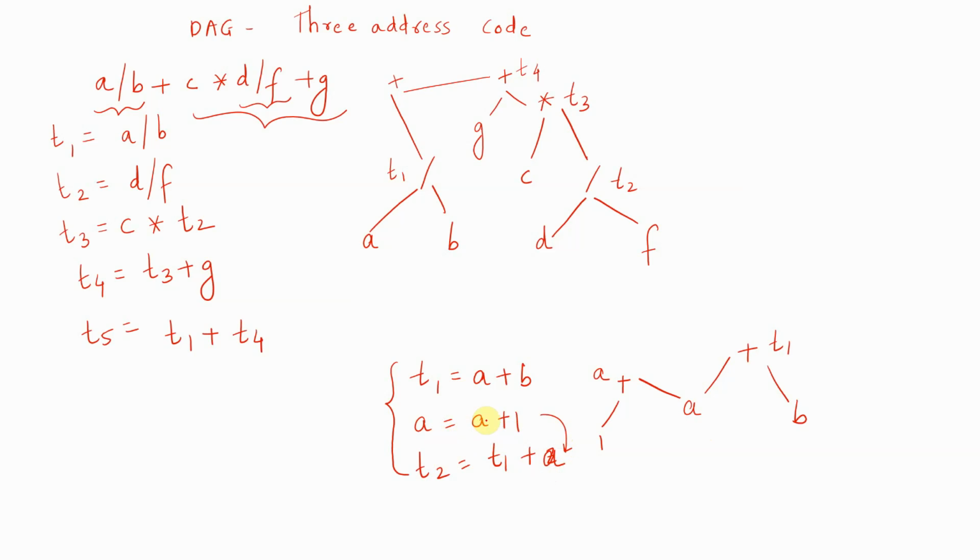In order to differentiate which A is to be used, the initial A can be named A0, and the updated value of A can be named A1. After this statement, if you encounter any A on the right hand side, you can refer to this A, that is A1. Immediately after this there is T1 plus A. T1 is there over here, so I create a link from here, create a link from here, put plus in between, and the value is stored in T2.